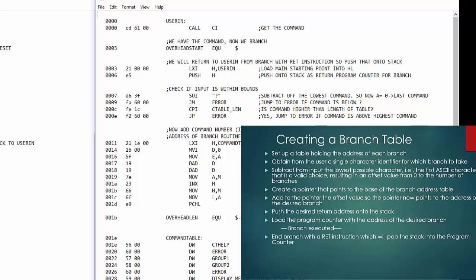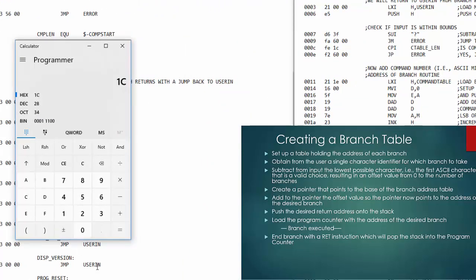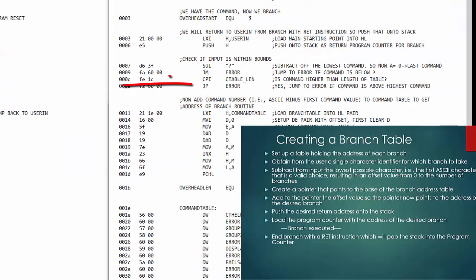If the number is less than 0, in other words, they entered an ASCII command that had a value less than the question mark, then we want to jump to the error, because that's not a valid command. We then compare that to the length of the table. In this case, that's 1C. We can look at our hex converter, and 1C in hex is 28. So that's the length of our table. We compare with 28, and if the command is larger than that, then we jump to error. So we only accept commands from 0 to 27 inclusive.